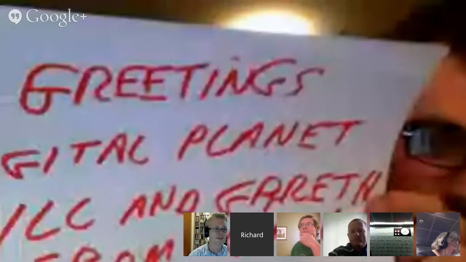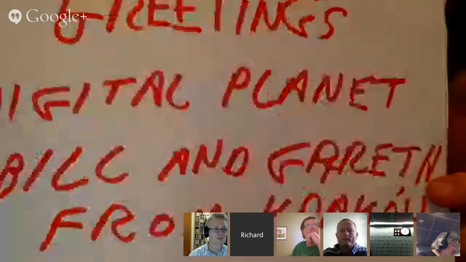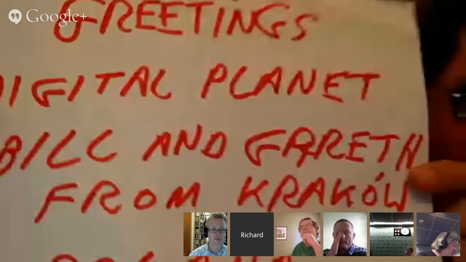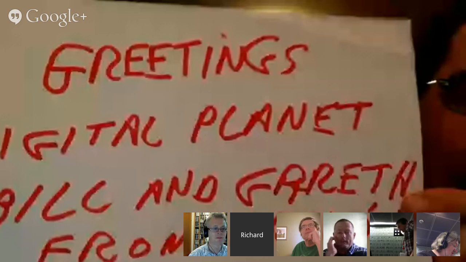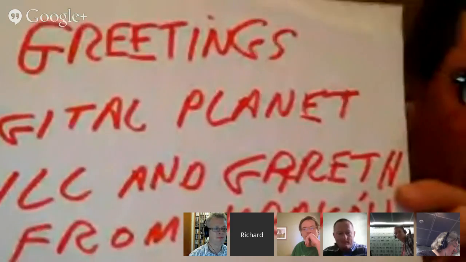I wrote a message here saying greetings, but I realise if I hold it up, it comes up in mirror writing for you guys, doesn't it? No, it's good. What that says is greetings, Digital Planet, Bill and Gareth from Krakow, Poland, but it's in mirror writing, so if you've got a mirror to hand, you can read that. I see it's loud and clear. It's actually the right way around for us. I'm not good at writing in mirror. It wasn't mirror writing for us, it might be for you. Oh, so you read it well? It was okay.